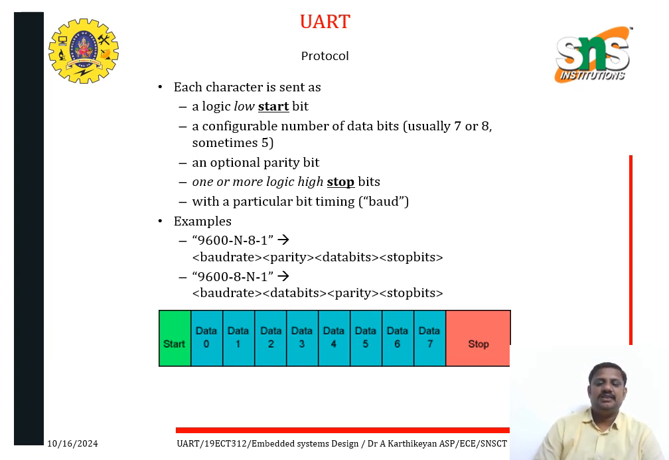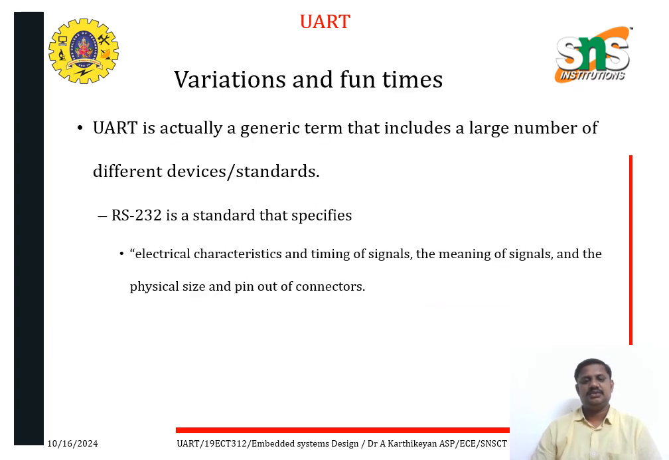In that we have data bits 0 to 7, totally 8 data bits available. One or more logic high bits are used as stop bits, and the baud rate can be set. For example, 9600 8-N-1, that is 8 data bits, no parity, 1 stop bit. So we get the baud rate, bit rate, data bits, parity and stop bit, and we can easily store the information. That's the protocol we can use.